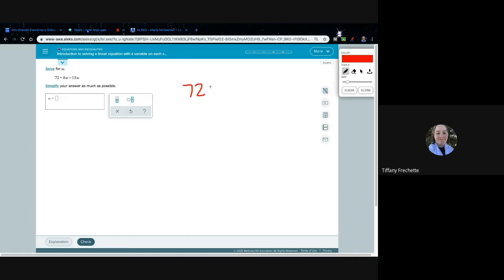Okay, so we have 72 plus 4w equals 13w. All right, so we want to bring these w's together. So this 13w is already by itself, so I'm going to move this 4w. It's positive, so I'm going to subtract from both sides. So remember, to move it, you want to do the opposite of what's already being done. It's positive, that's why I'm subtracting. So I'm going to bring 72 down. I haven't done anything with that.